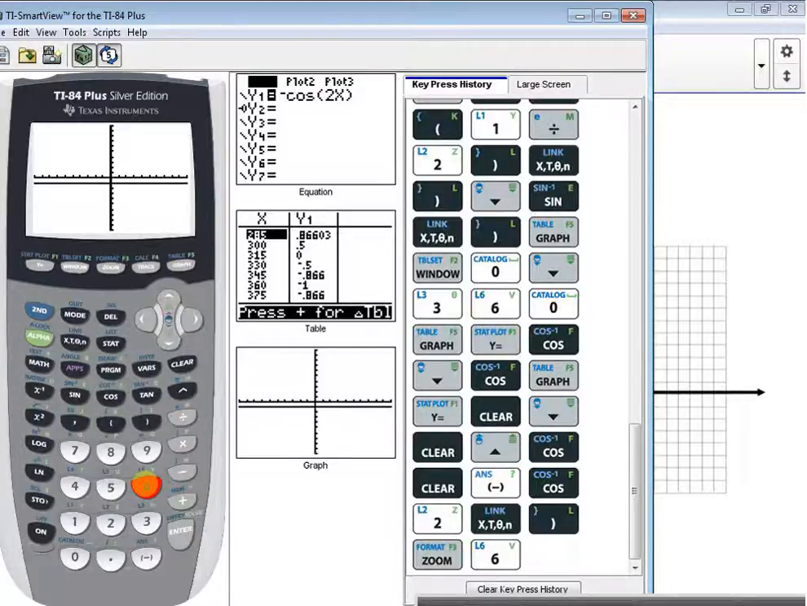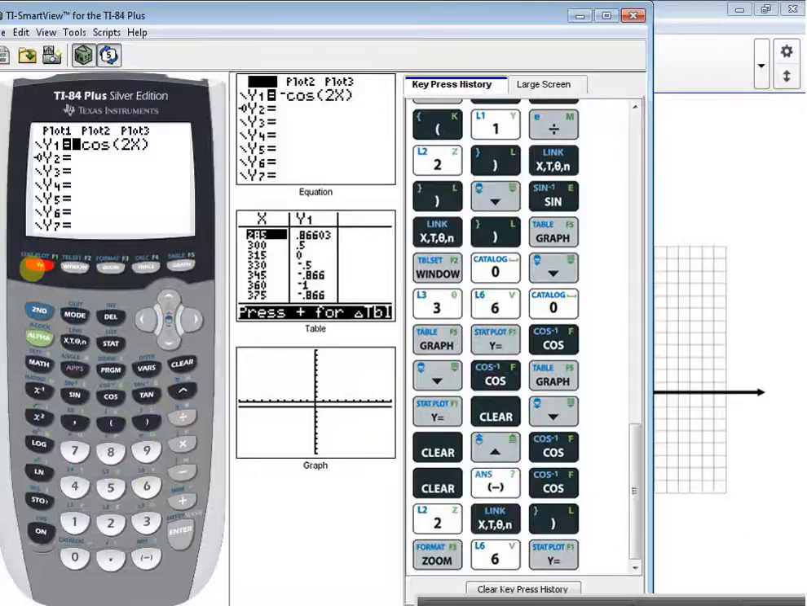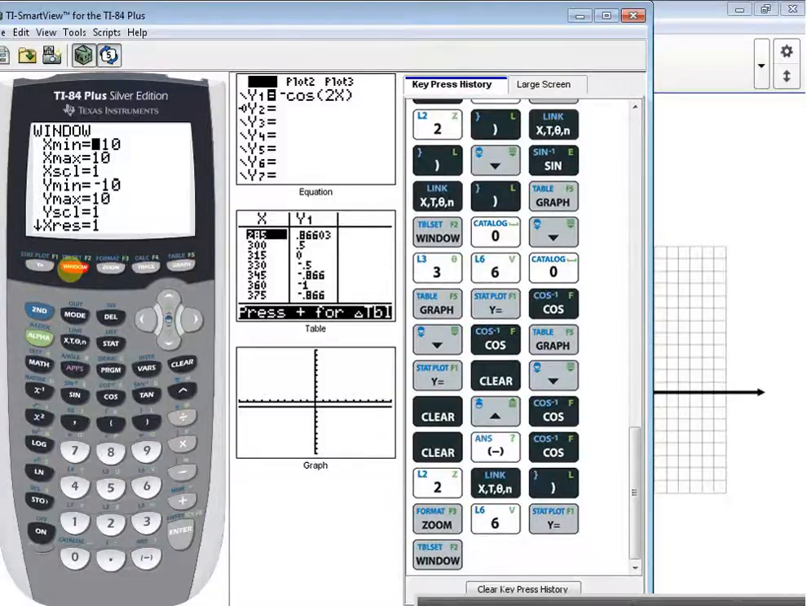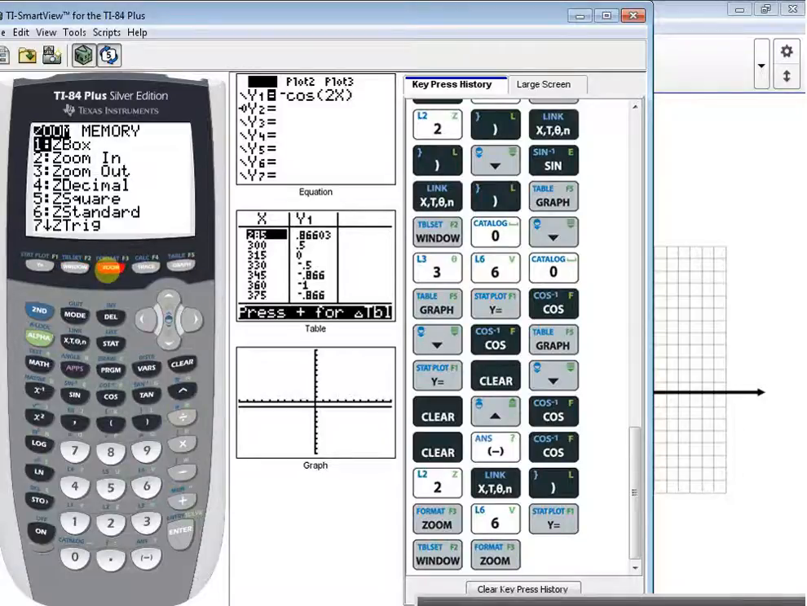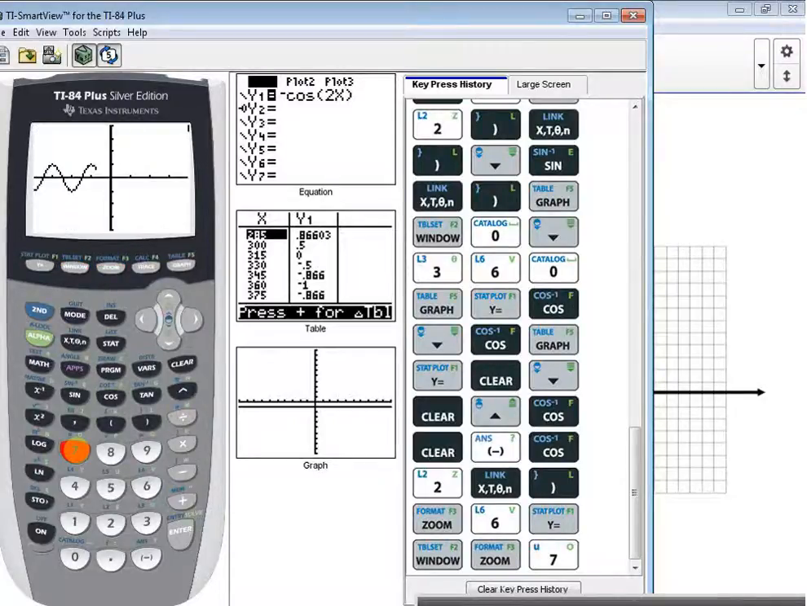So what did I do wrong? Okay, so it must not be going to zoom 7. That's my problem. I don't know why. Okay, so there we go.